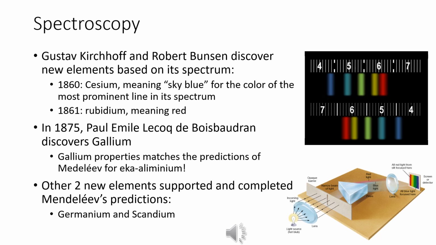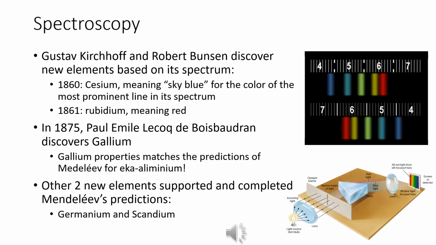More important, in 1875 the Frenchman Paul Émile Lecoq discovered gallium. What is important about this discovery is that this element, gallium, matched perfectly the predictions of Mendeleev. So it could be placed in Mendeleev's periodic table neatly, and it supported the concepts and ideas developed by Mendeleev. Two other new elements supported and completed Mendeleev's predictions: germanium and scandium.